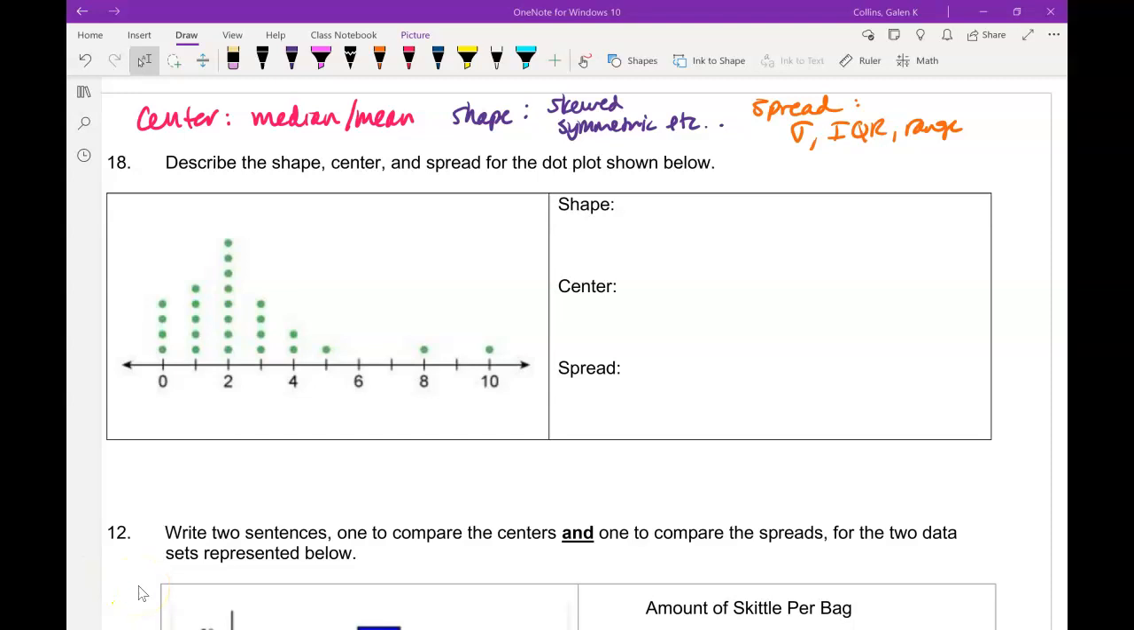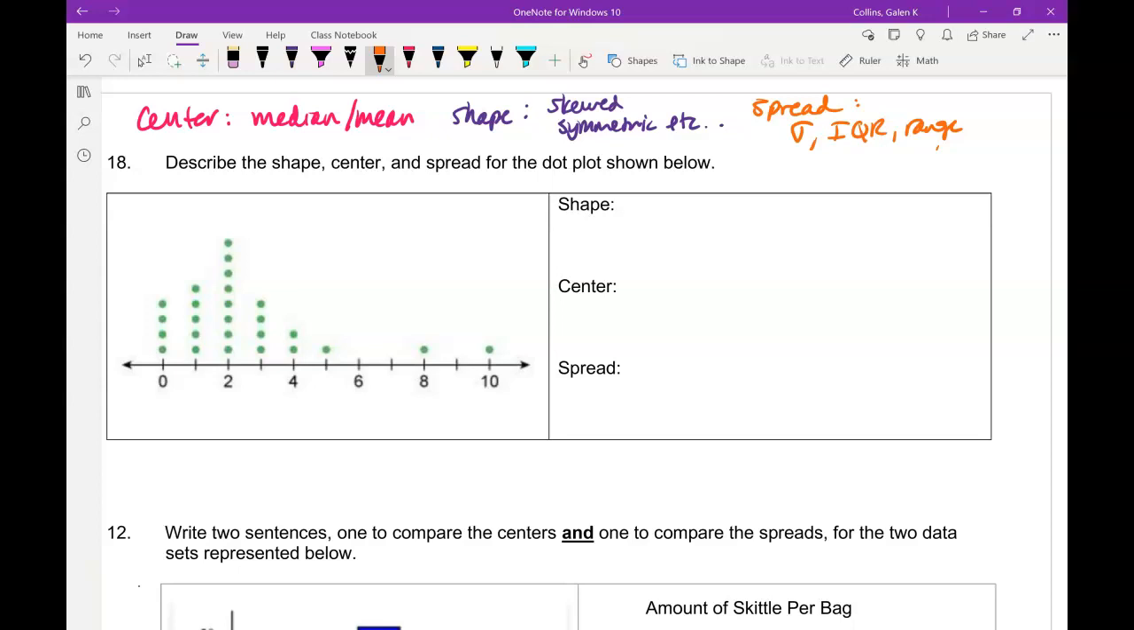All right, so for question 18, we are asked to describe the shape, center, and spread for the dot plot shown below. Remember, when we talk about center, that's most likely mean or median. When we talk about shape, we could talk about skew, or if it's symmetric, uniform, bimodal, etc. Spread could be either standard deviation, interquartile range, or range. And we don't have to address all three of those.